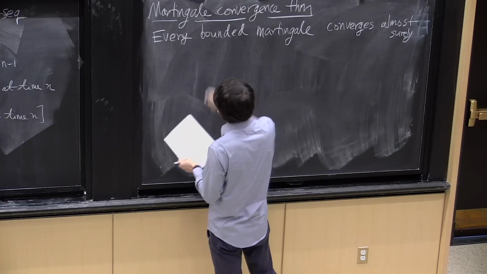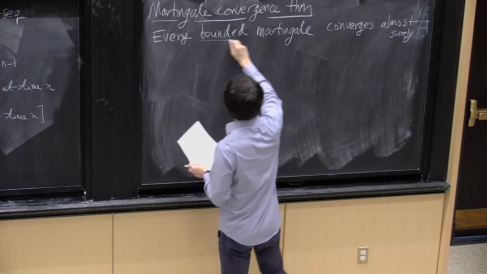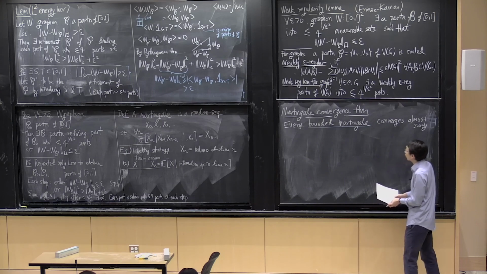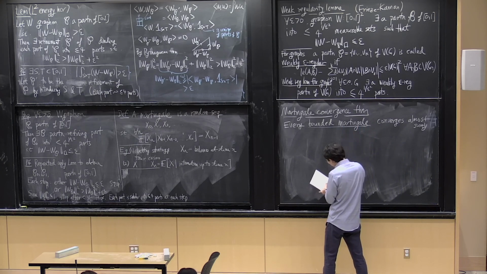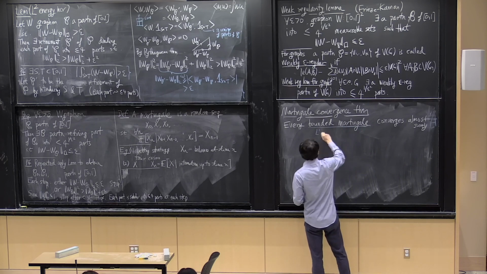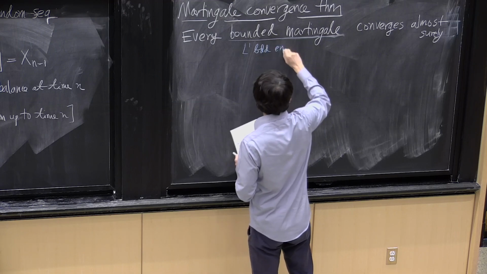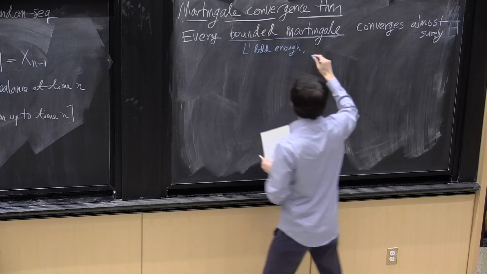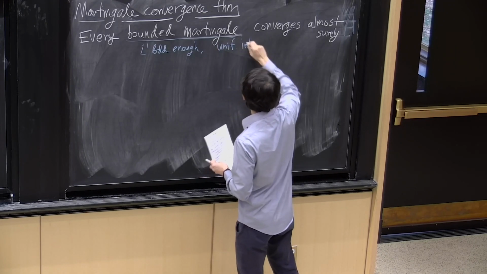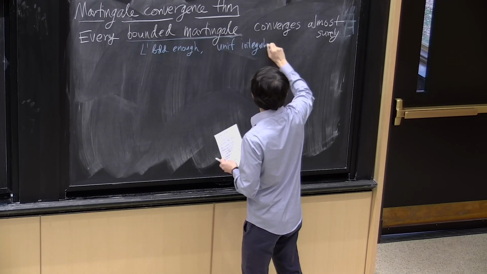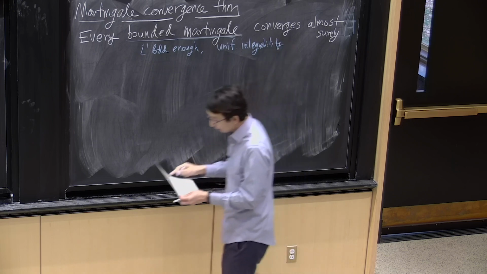Okay, so I want to show you a proof of this fact. Let me just mention that the bounded condition is a little bit stronger than what we actually need. From the proof, you'll see that you really only need them to be L1 bounded. It's enough. And more generally, there's a condition called uniform integrability, which I won't explain.